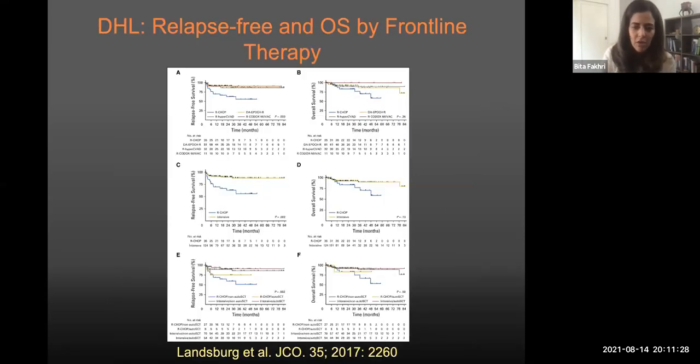And here JCO did the same analysis on a larger number of patients, and they realized that with more intensive chemotherapy regimens, the PFS or relapse-free survival does improve, but the overall survival does not necessarily improve.